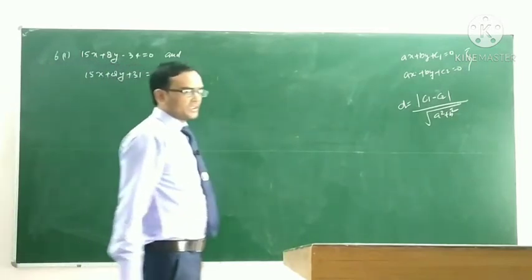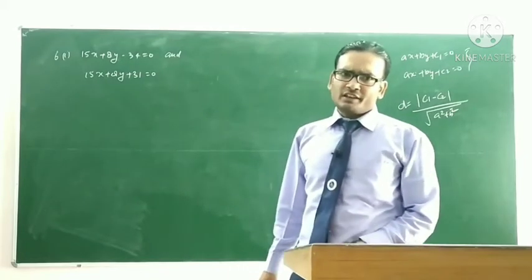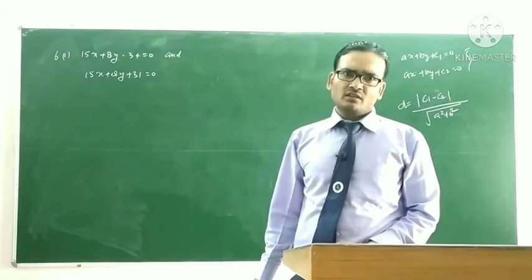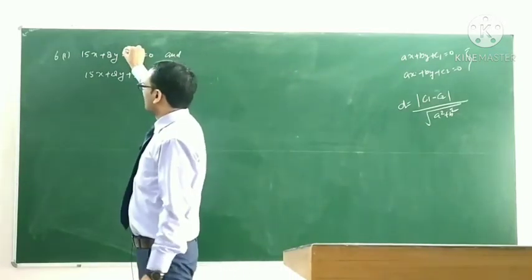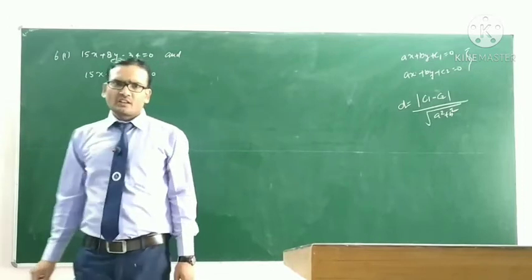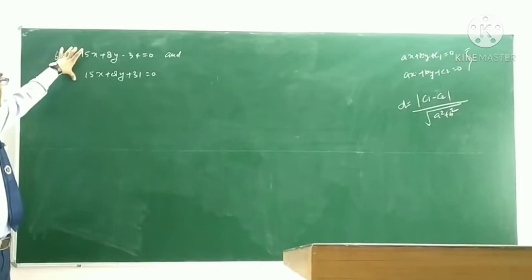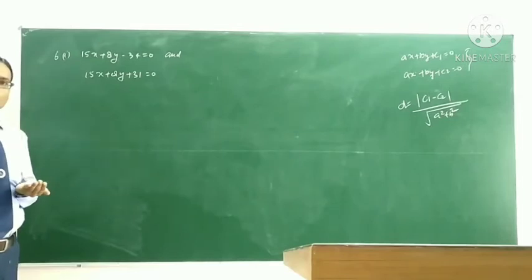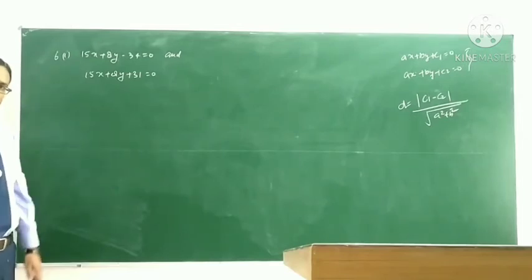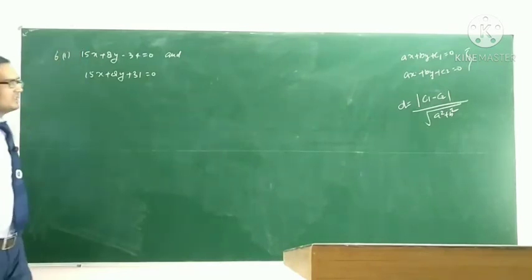Okay students, here the coefficients of x and y are respectively equal. Then we observe that the slope of the first line and the slope of the second line are equal. Okay students, these lines are parallel if the coefficient of x is equal and the coefficient of y is equal, or in the same ratio. Okay students, we find the distance between two parallel lines using this formula.